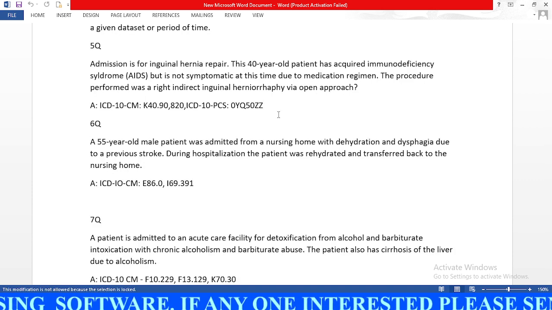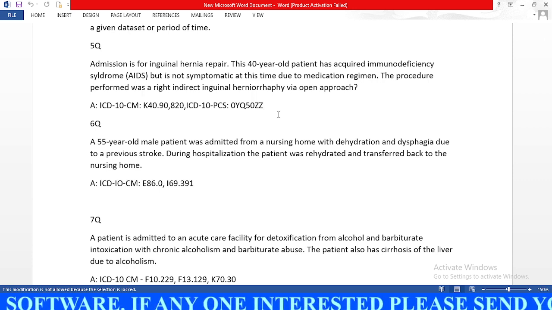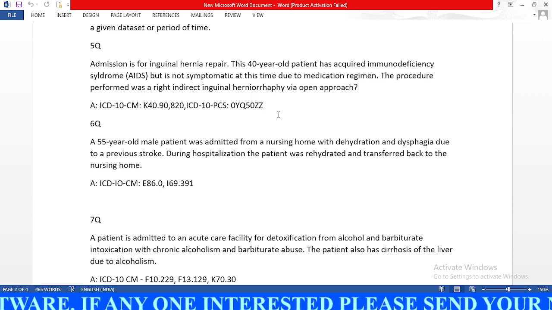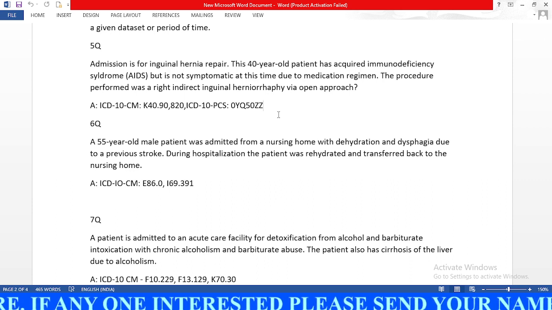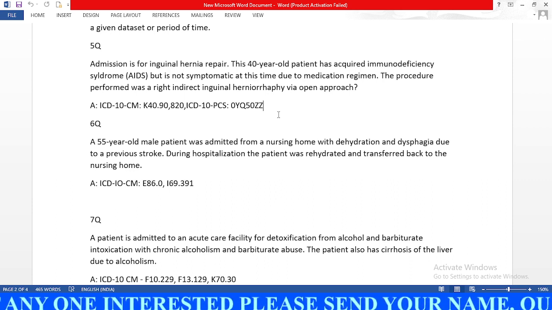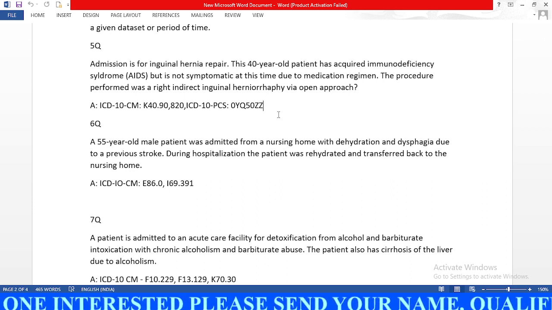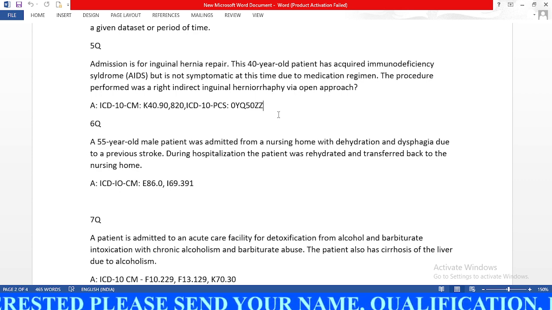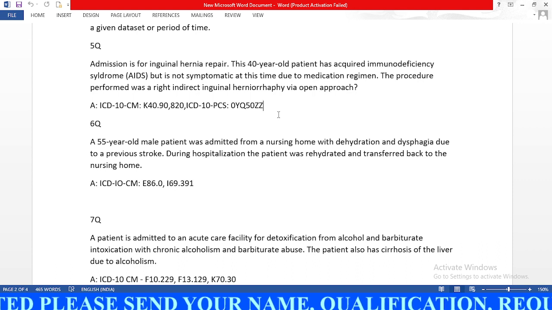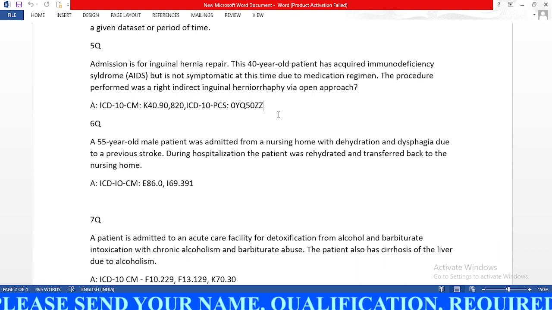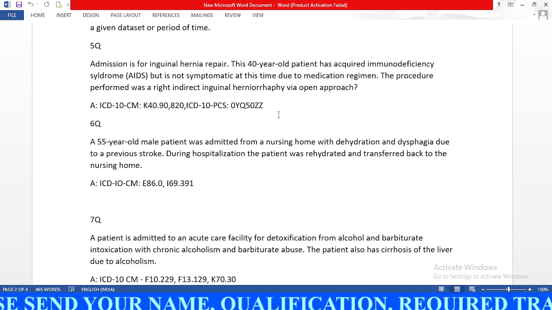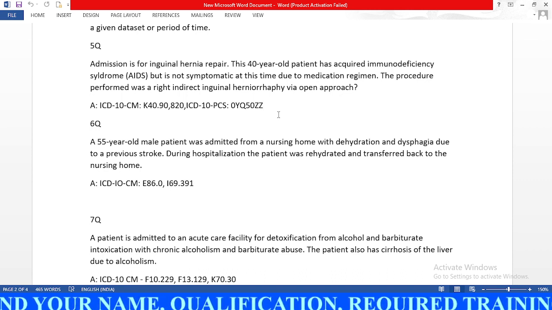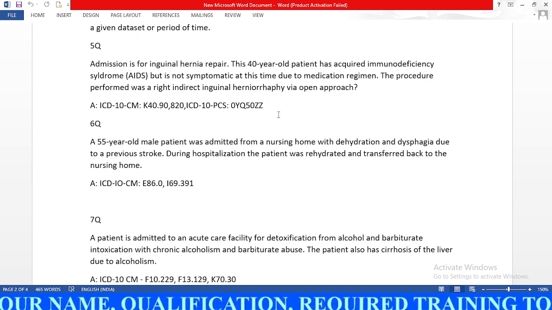Our next question: the patient's admission is for inguinal hernia repair. This 40-year-old patient has acquired immunodeficiency syndrome, but is asymptomatic at this time due to medication regimen. The procedure performed was a right indirect inguinal herniorrhaphy via open approach. So here we need to code ICD-10-CM as well as ICD-10-PCS.